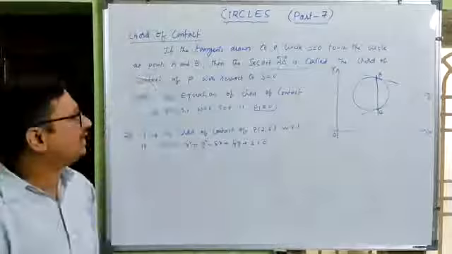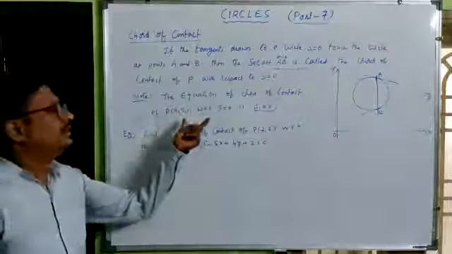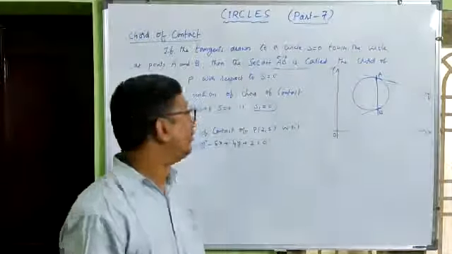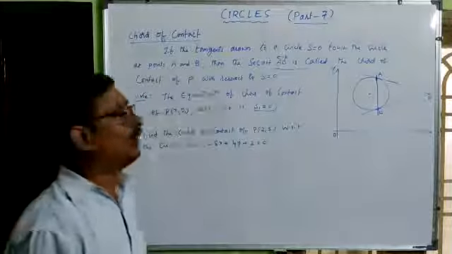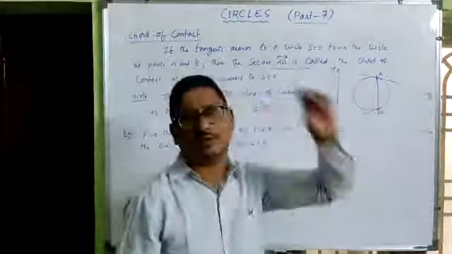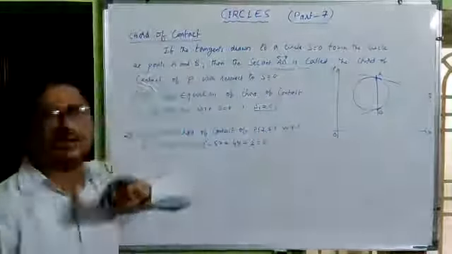Okay. For a given circle S = 0, the equation of chord of contact of P with respect to the given circle S = 0 is S1 = 0.